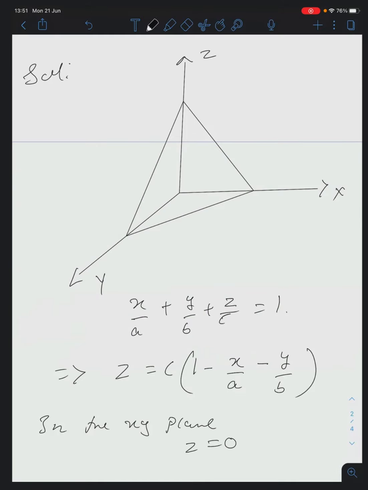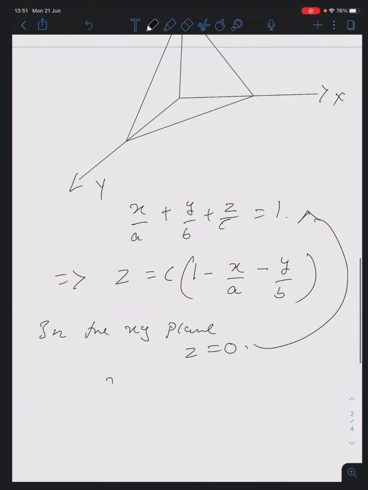And in the xy plane, you know that z is equal to 0. So if you use this in the given equation, then we are left with x by a plus y by b is equal to 1. z you have written in terms of x and y, but now we are using only double integration, so you are going to have the xy plane only. So the region R in the xy plane is this triangle, this part. This will be the region of integration in the xy plane.